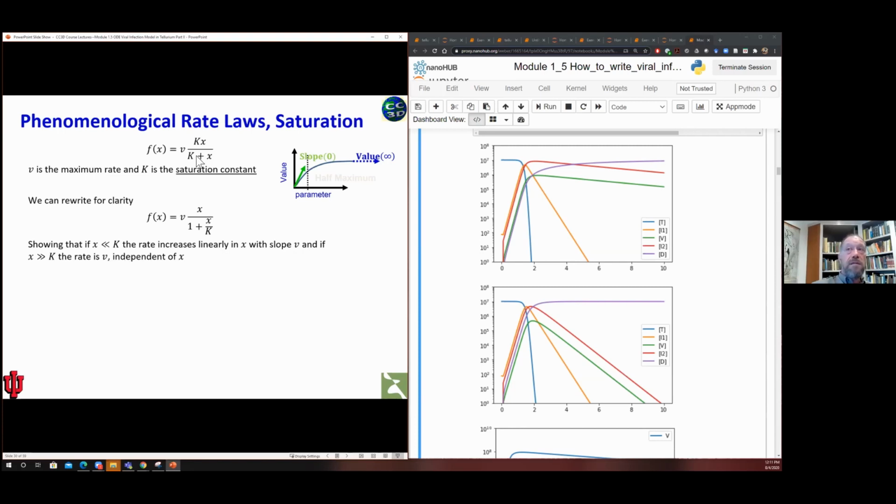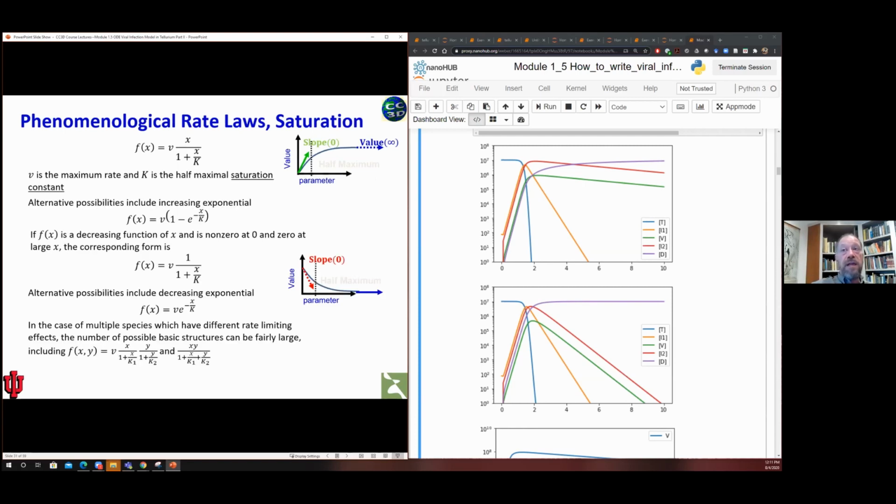I can rewrite this by dividing through by k. I get v times x over 1 plus x over k. And so you can see that the saturation is controlled by the ratio x over k. And the value of k is called the half maximum value. When x equals k, the rate is 1/2 of what it is if x is infinite. That has another name. It's called the Michaelis-Menten form. And in chemistry, you see it a lot. But it comes about basically for the reasons that we've discussed.